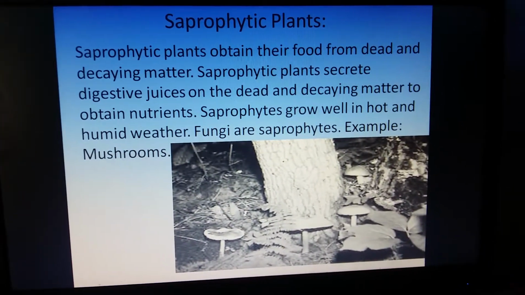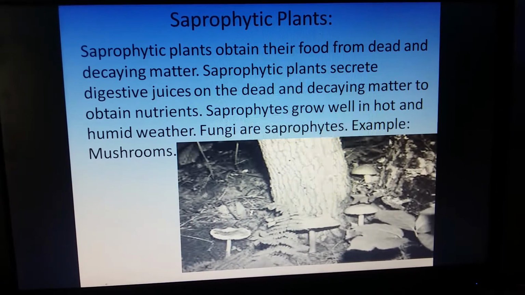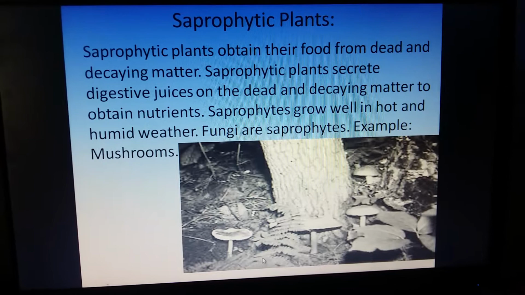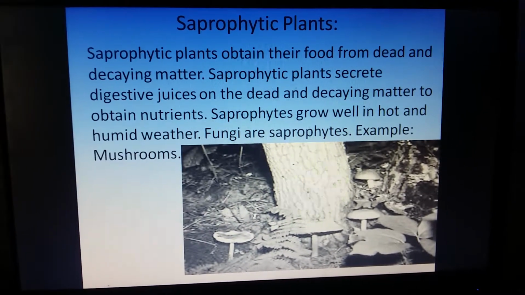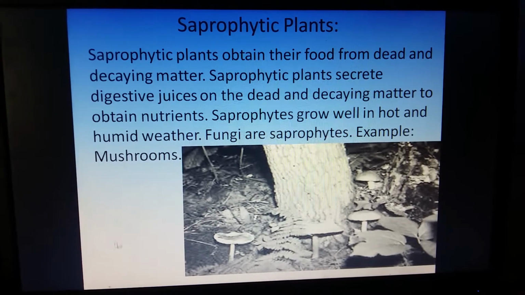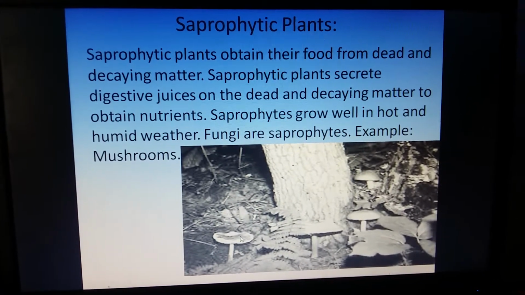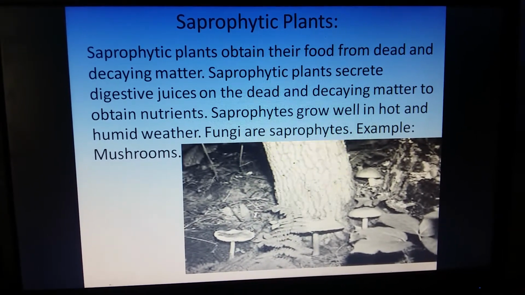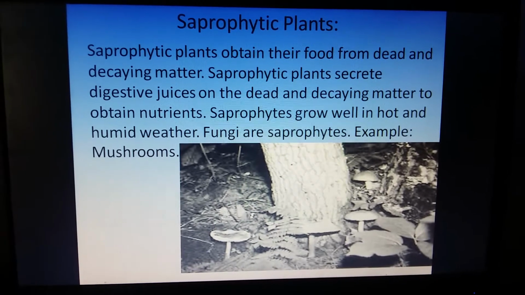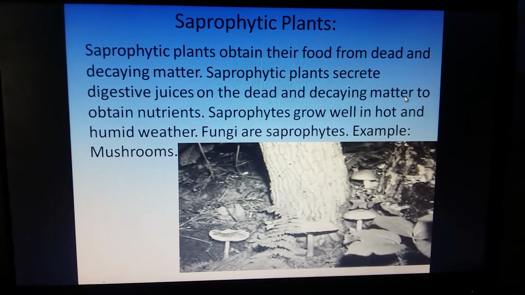Now the second category is saprophytic plants. Saprophytic plants are such plants which obtain their food from dead and decaying material. You can see these are the mushrooms. So fungi are saprophytic plants, and mushroom is a category of fungi. They can be found in hot and humid weather. They have digestive juices, and they use their digestive juices to get food from the dead and decaying matter.